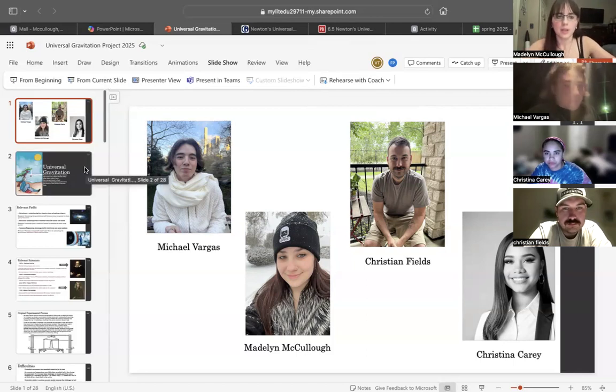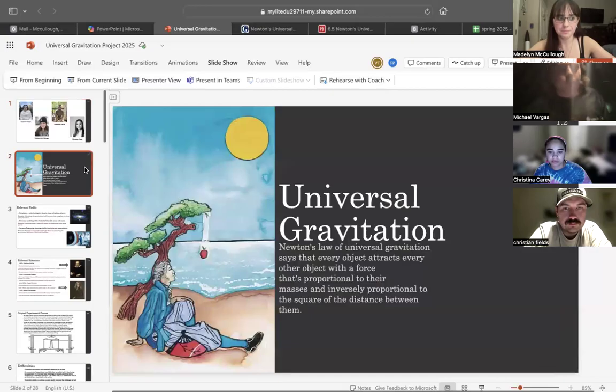Hi, I'm Madeline McCullough. Today, let's begin talking about Newton's law of universal gravitation. This law tells us that every object in the universe attracts every other object. The strength of that attraction depends on two things: how massive the objects are and how far apart they are.